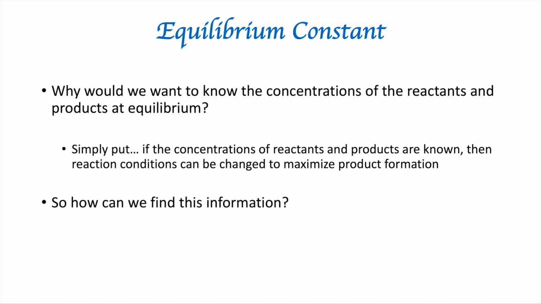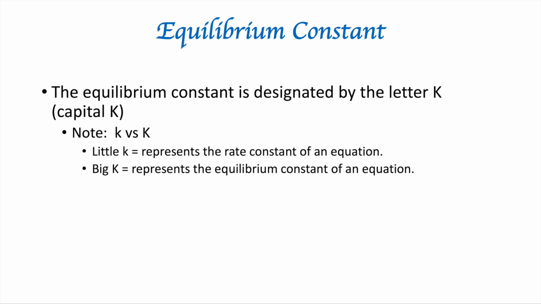So how can you find this information? Well, I'm glad you asked. Before we get to that here, the equilibrium constant is designated by the letter K. It's a capital K this time. With a little k, that represented the rate constant of an equation. The big K, the capital K here, represents the equilibrium constant of an equation. So they're related, but they're not the same thing.